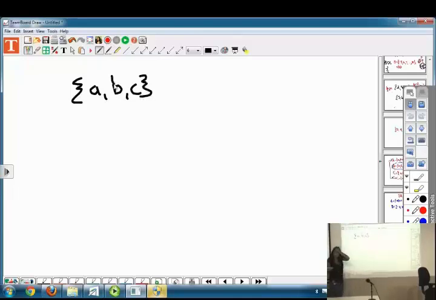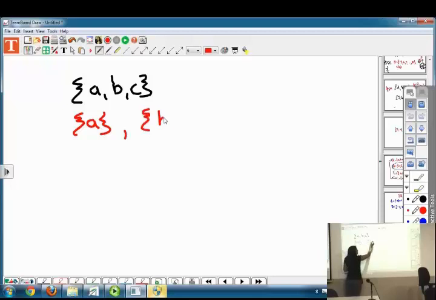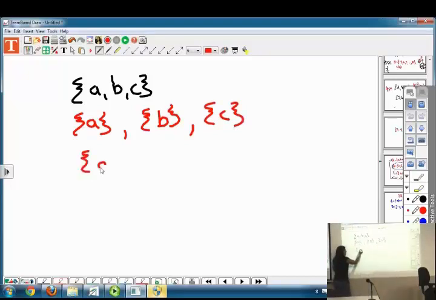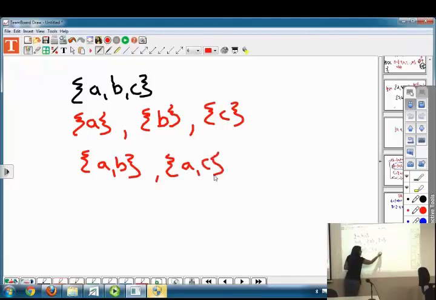And let's go ahead and list all the subsets of A, B, and C. So the first one, I could say A is a subset. I could also say B is a subset. C is a subset. And I could do some combinations. I could say A and B, that's a subset. A and C. And B and C.